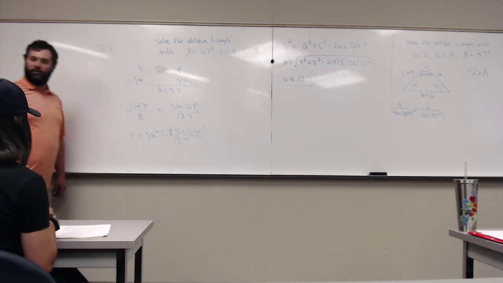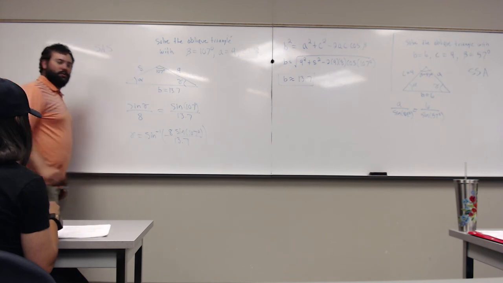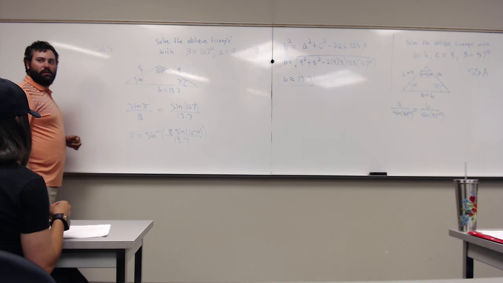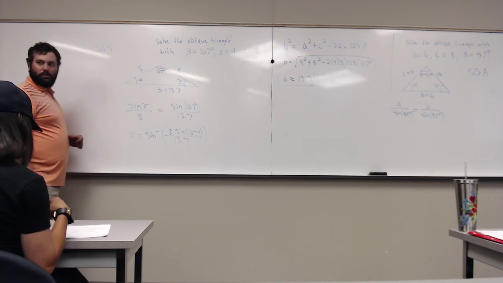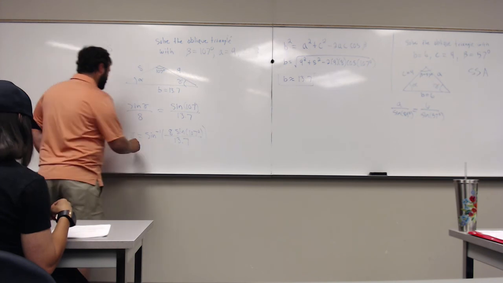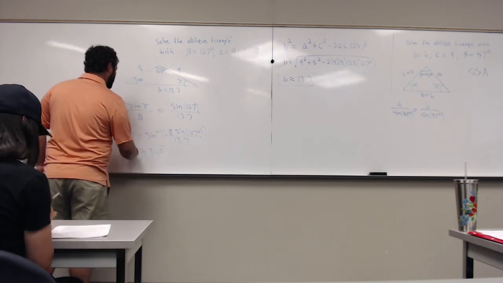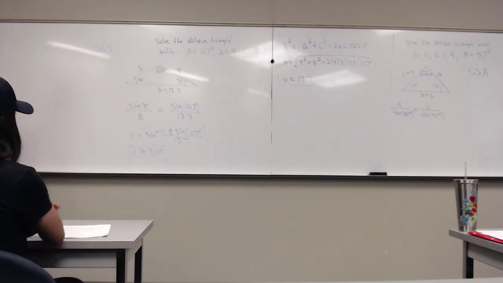And then what did you get for alpha? Sorry, gamma. You might have done alpha first. Yeah, I did alpha first, but I got 34.02 for gamma. Okay, so we'll say it's approximately 34 degrees. And then I got 39 for alpha.